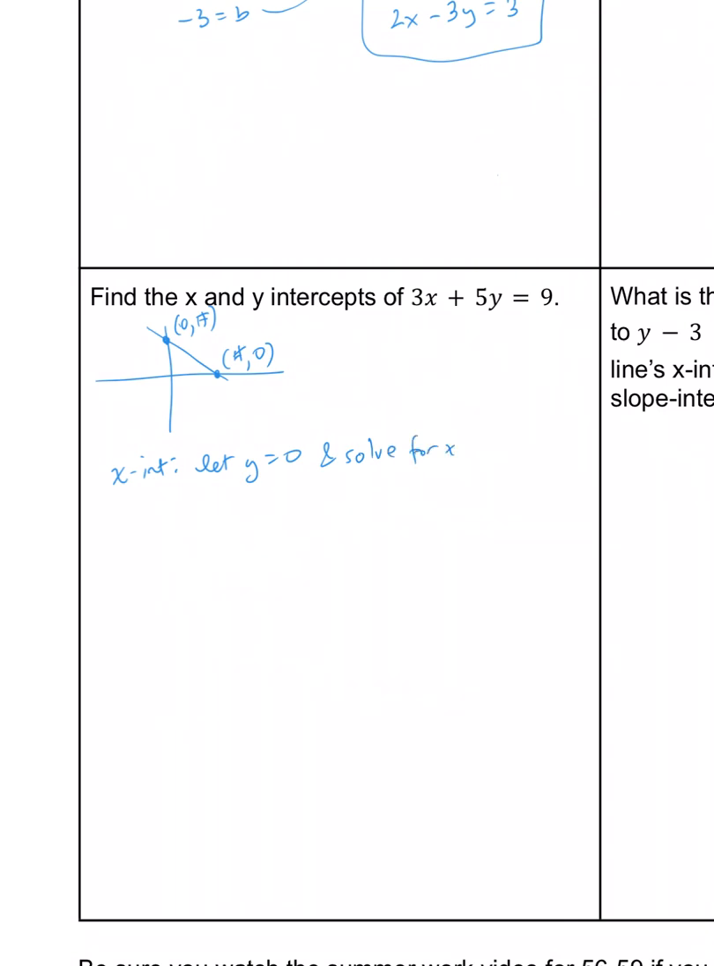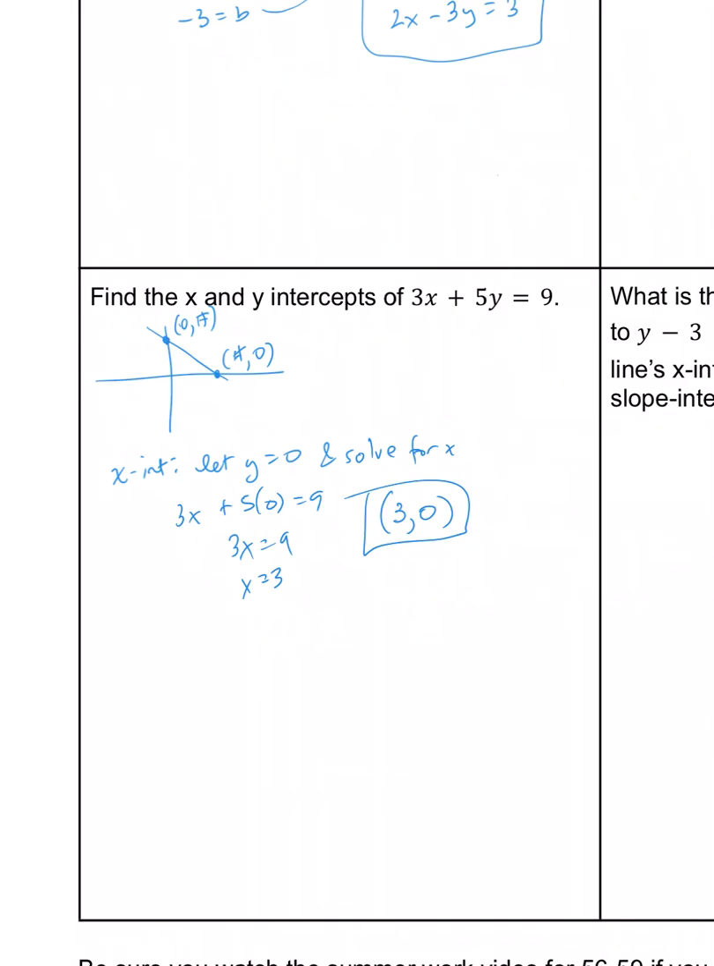So I'm going to show that. You get 3x plus 5 times 0 equals 9. So 3x equals 9, x equals 3. Now, when you write the x-intercept, please write it as a coordinate. We plugged in 0 for y, we got back 3 for x. The coordinate of that point is 3, 0.